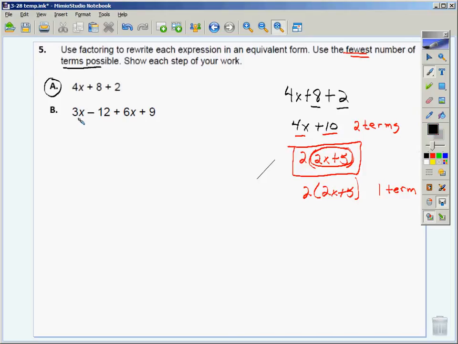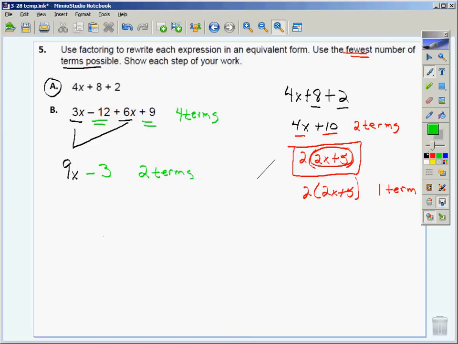In B, what things should I put together before I factor it? The 3x and the 6x I should put together. 3x and 6x is 9x. What other things should I put together? Negative 12 and 9, which is what? Negative 3. Now, I went from having 4 terms down to having what? 2 terms.